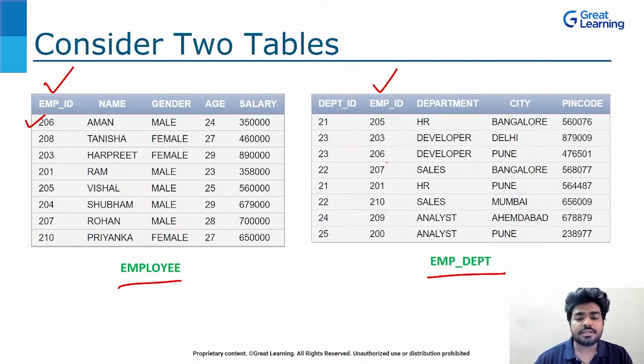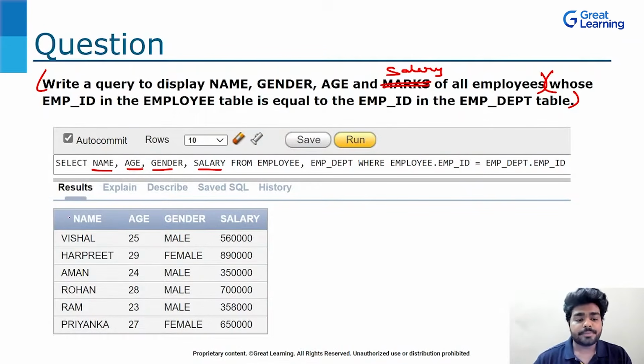So let's match it. 206, is it there? Yes, it's there. 208, is it there? No, it's not there. 203, yes, it is there. 201, yes, it is there. 205, yes, it is there. 204, no, it is not there. 207 and 2010, both are also there, right? So now we know that there are 6 items which match from both the tables. So all these 6 rows will be shown here. You can see here, all this data is shown here.